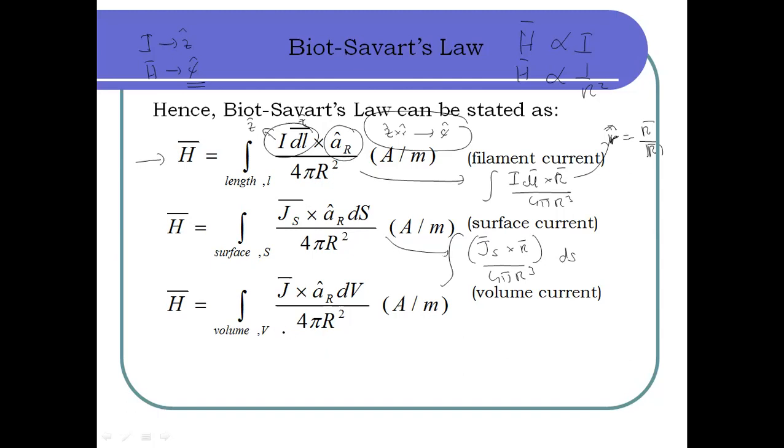The same thing is applied for the volume current. Initially we have J vector dV crossing the unit vector of R over 4 pi R to the power of 2. By substituting the R unit vector as R vector over the R magnitude, we can write it as the integration of J vector cross R vector over 4 pi R to the power of 3, with dV integration. So that should be the equation of Biot-Savart's law, which can be used to generate the H field intensity for the case of filament current, surface current, and volume current.